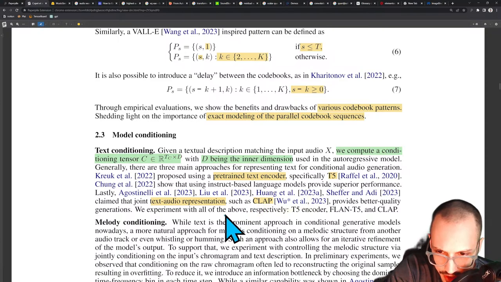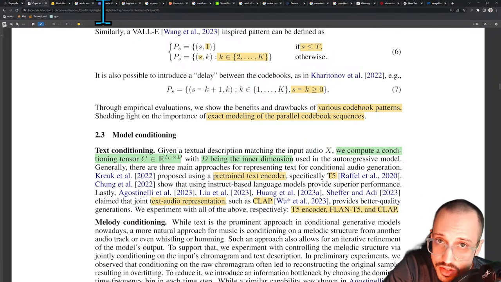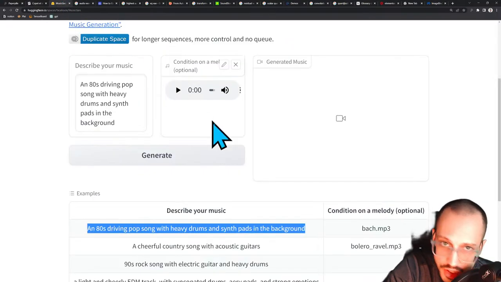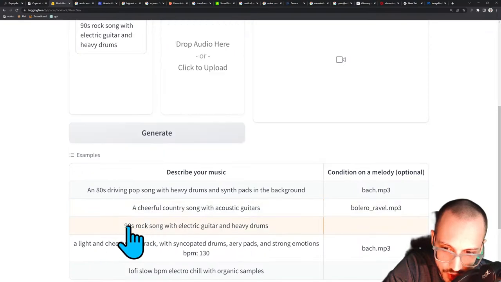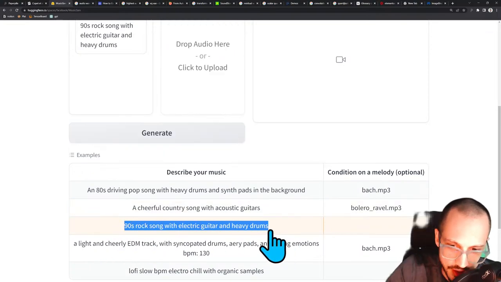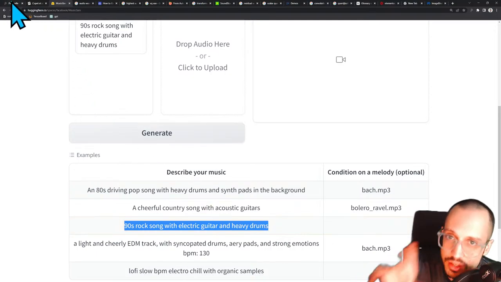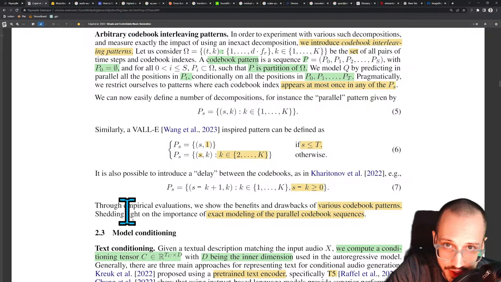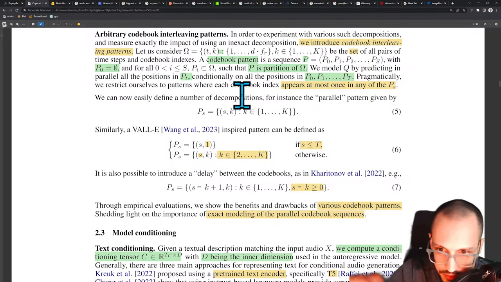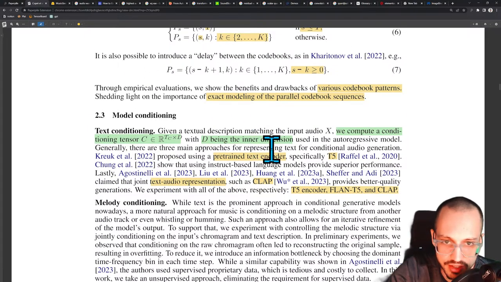Provides better quality generations. You experiment with all the above, the T5 encoder, FLAN-T5, and CLAP. Okay, so these are the encoders that they're going to use to encode the text so that they can condition the generation of the audio. So basically, how do you turn this random sentence here into a little vector, a little embedding, a little representation that you can feed into the model that's doing this codebook prediction? Predicting the probability distribution over these codebook partitions.